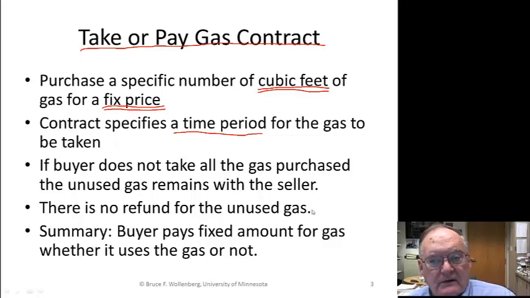If I don't take it, the unused gas remains with the seller. There's no refund. If, on the other hand, I use up all my cubic feet before the end of the time period, that's fine. Then at that point, the gas company says, okay, you've used up your contract amount, and closes the valve. That's it. Now, unless I have another contract right away that's coming on, I'm not getting any more gas from that particular gas company.